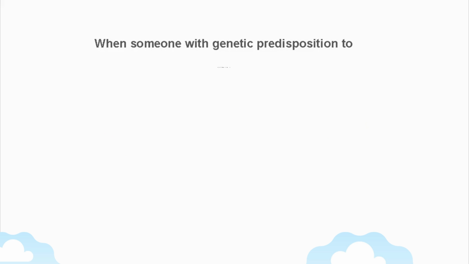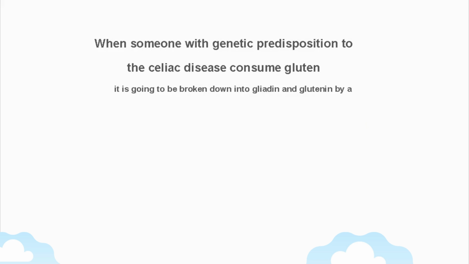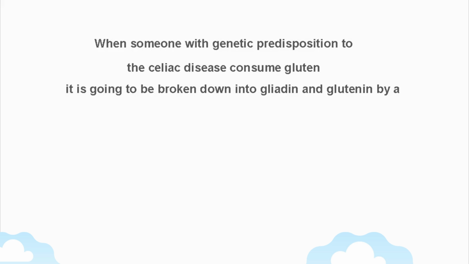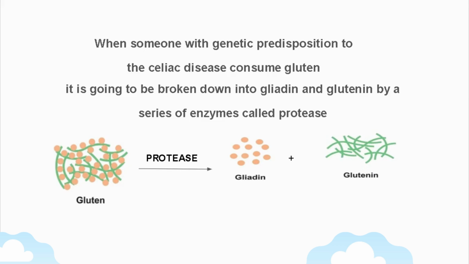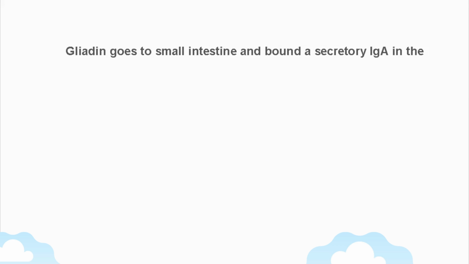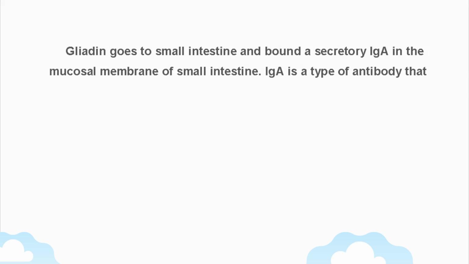When someone with a genetic predisposition to celiac disease consumes gluten, it is broken down into gliadin and glutenin by a series of enzymes called proteases. Gliadin goes to the small intestine and binds to secretory IgA in the mucosal membrane of the small intestine. IgA is a type of antibody that helps protect our gut from pathogens.